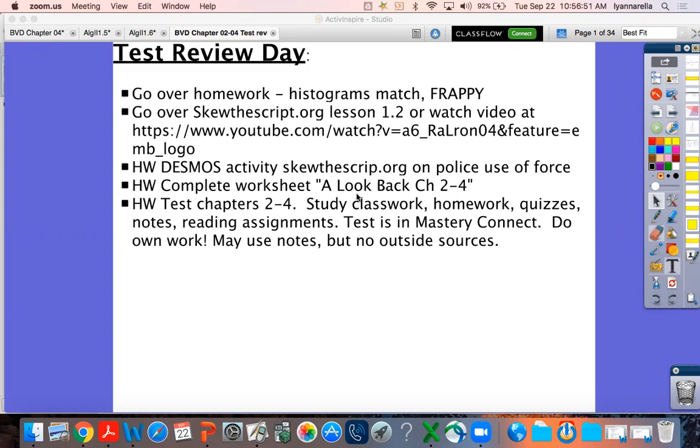Then I want you to complete the Look Back chapters 2 through 4 worksheet, and the important stuff on this is the quantitative data. This Skew the Script is qualitative or categorical, and quantitative is really the important thing on this one. And then you're going to have a test as homework.